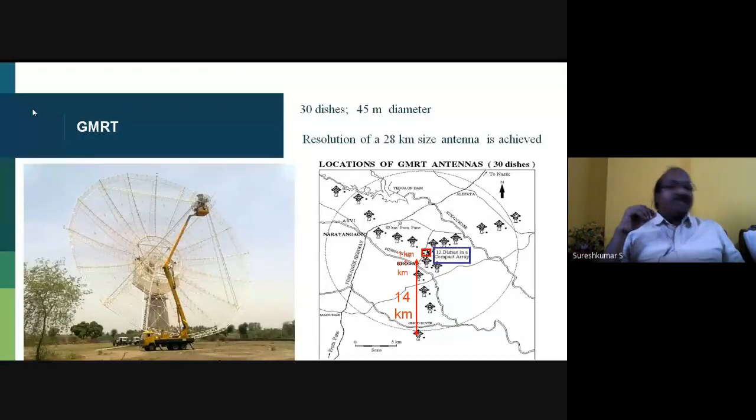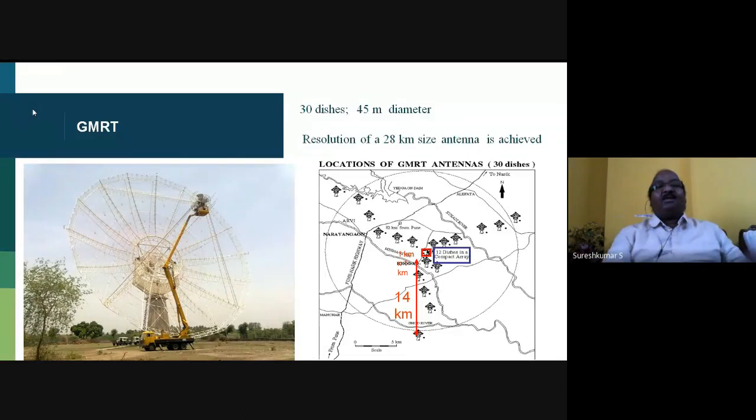Okay, now let us come to GMRT. I have told you about a parabolic dish, and GMRT uses 45 meter diameter dishes, with an array of 30 antennas. They are spread over a radial distance of 14 kilometers, a total of 28 kilometer diameter. So you can synthesize an aperture of 28 kilometers with this Y-shaped 30 antenna array of GMRT.